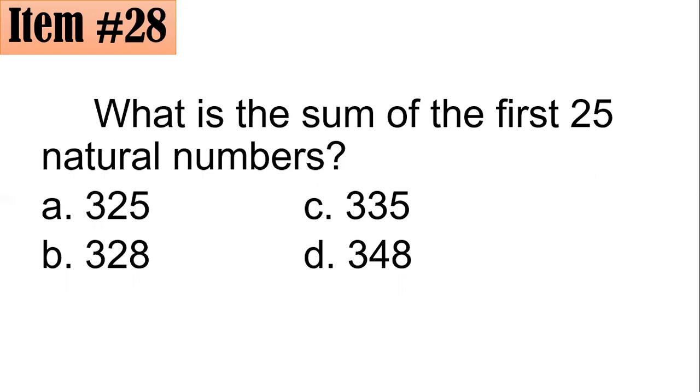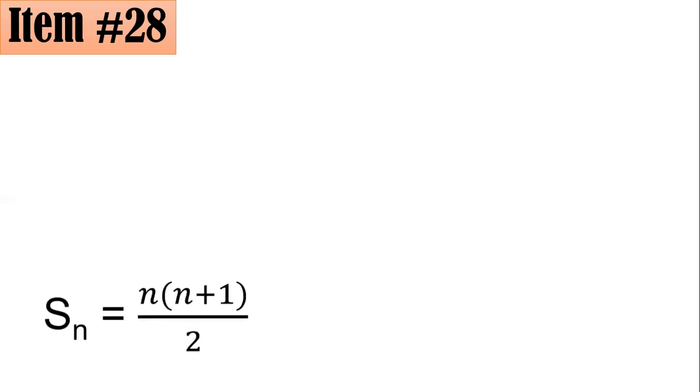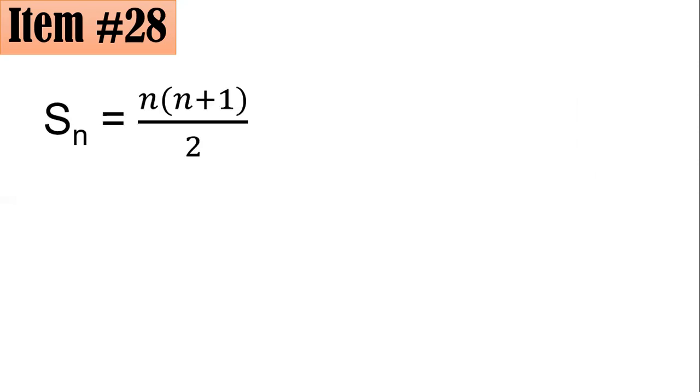What is the sum of the first 25 natural numbers? Is it 325, 328, 335, or 348? So from here, you could actually derive the formula that the sum of the first n natural numbers, denoted by S of n, is equal to n times n plus 1 all over 2, where n here is the largest natural number that you're adding, or the last number. For example, if you have 1 plus 2 plus 3 all the way until n.